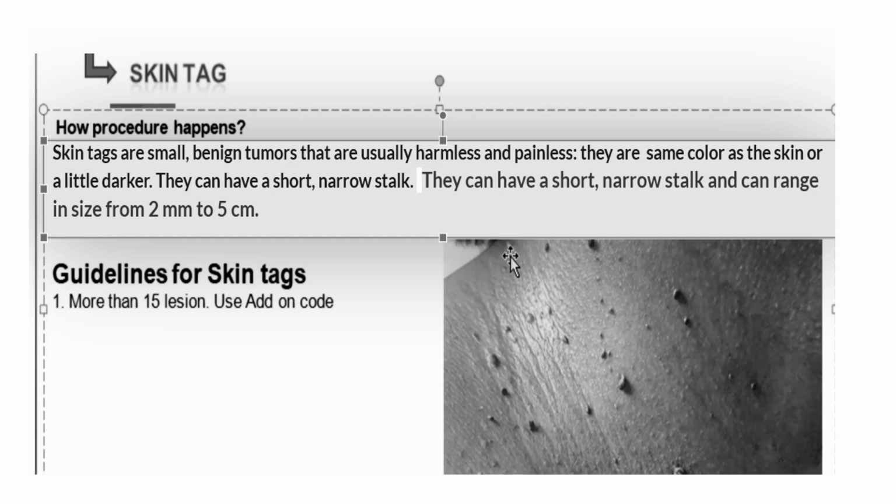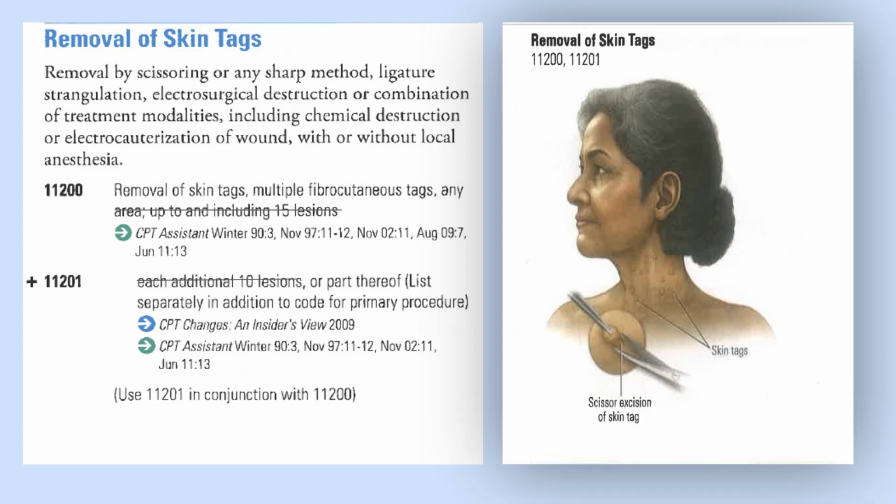So have a look at the codes. These are the codes for the skin tags, and this can be removed by scissoring or the sharp method, and these are the two codes. 11200 covers up to and including 15 lesions, and 11201 is the add-on code which includes each additional 10 lesions.